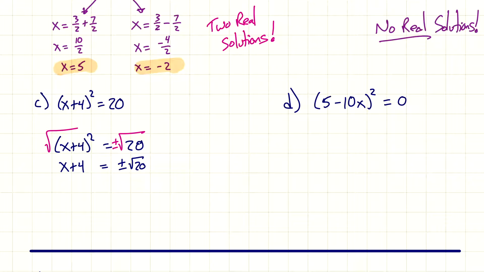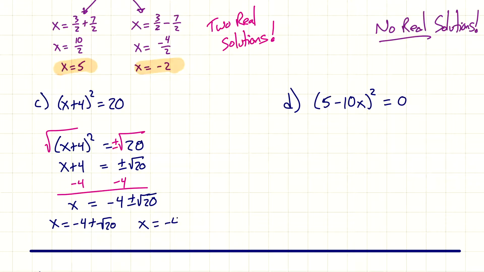But I can finish this off by subtracting 4 from both sides, and we're left with x equals negative 4 plus or minus the square root of 20. All right, so that definitely gives us two possible answers, x equals negative 4 plus the square root of 20, and x equals negative 4 minus the square root of 20.